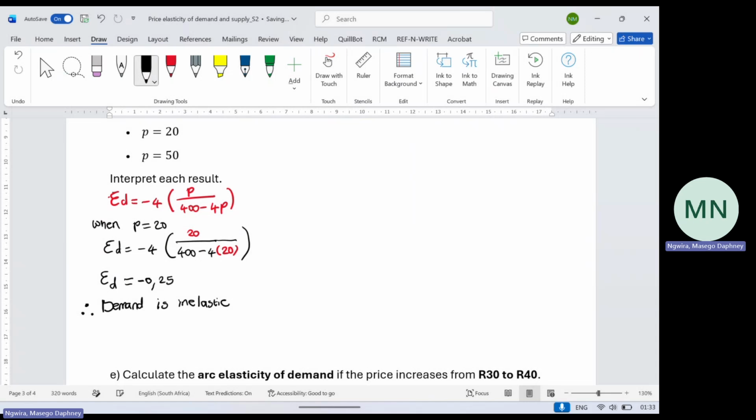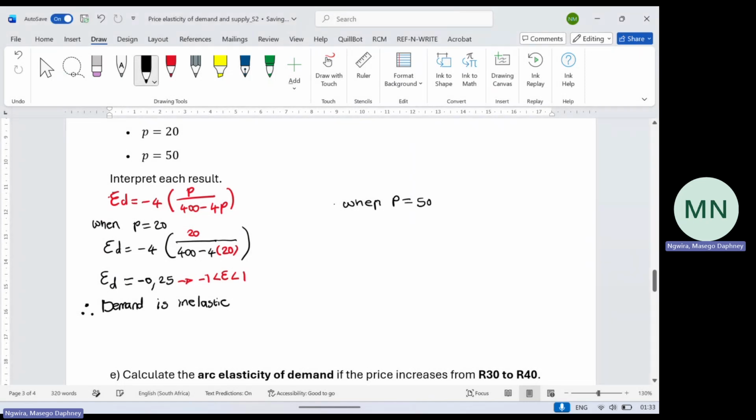Okay, so this actually, I'll just write it here. So this is between -1 and 1. All right. And then now we move on to when our P is equal to 50.